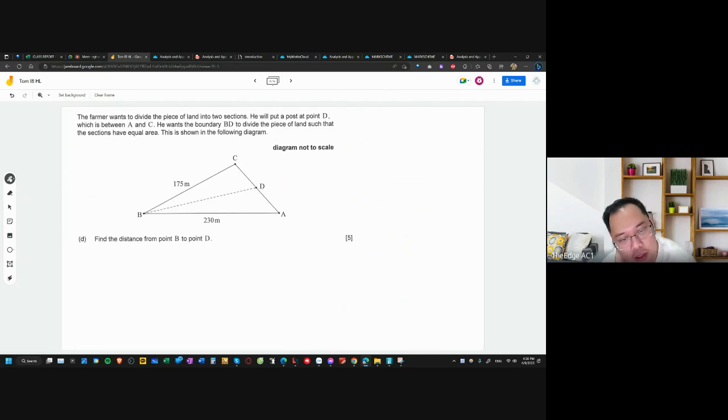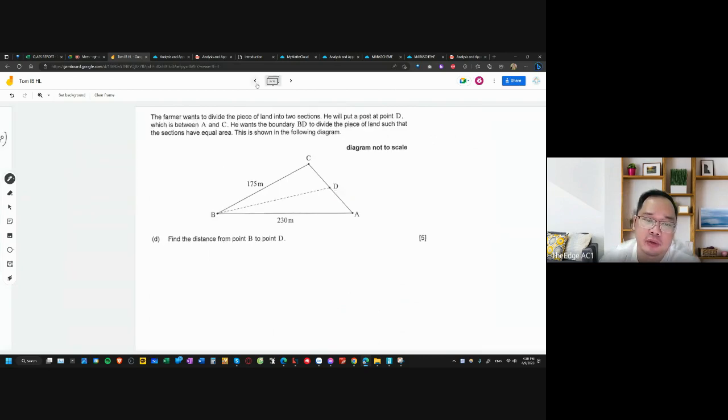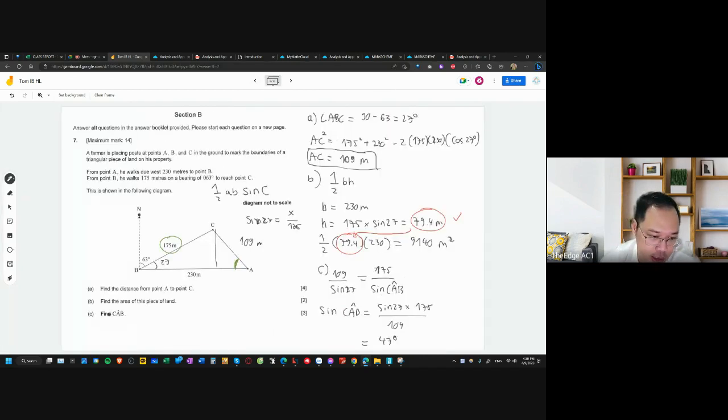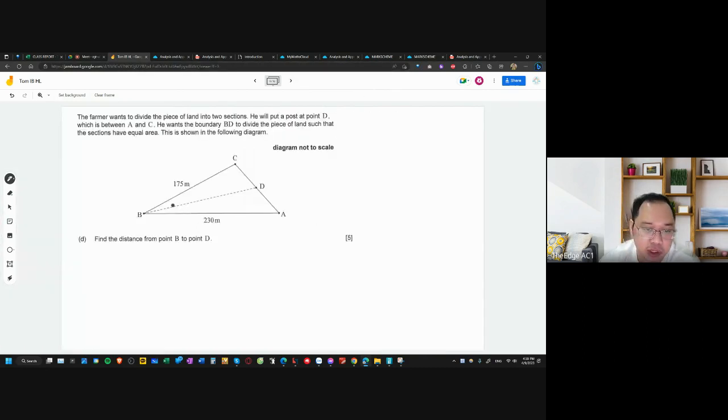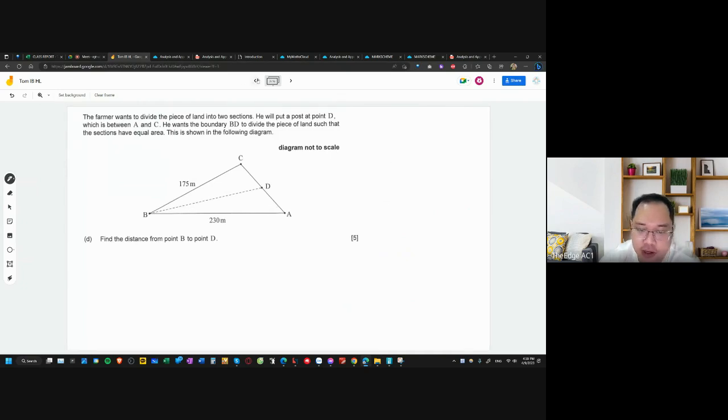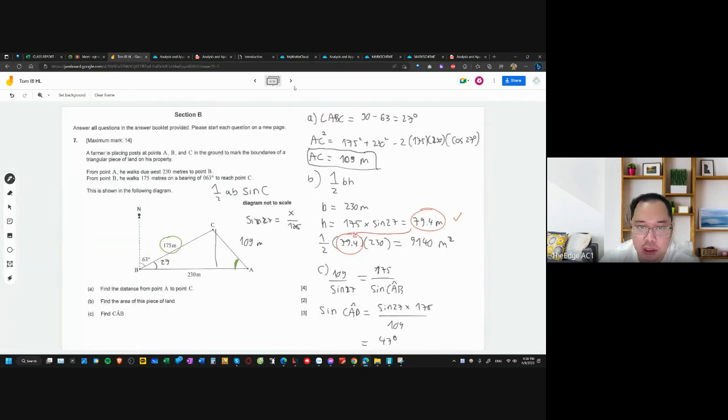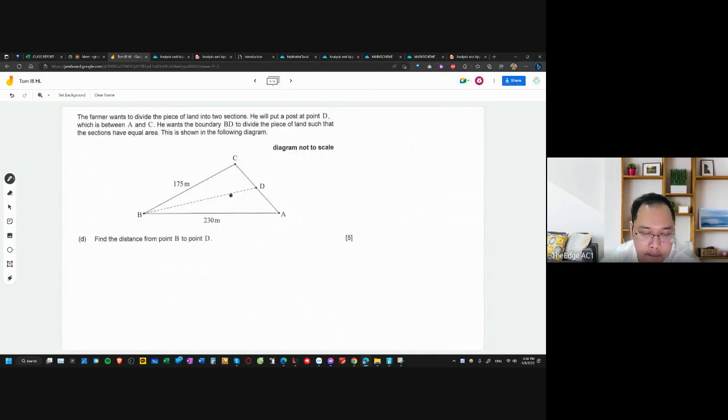Find the distance BD. We already know that the area of the whole triangle, calculated in question B, is 9,140. So the area of each section is half of 9,140. Use the area formula, half AB times sine C. But we don't know that angle, so we can call it angle X, and the other angle is 27 degrees minus X.